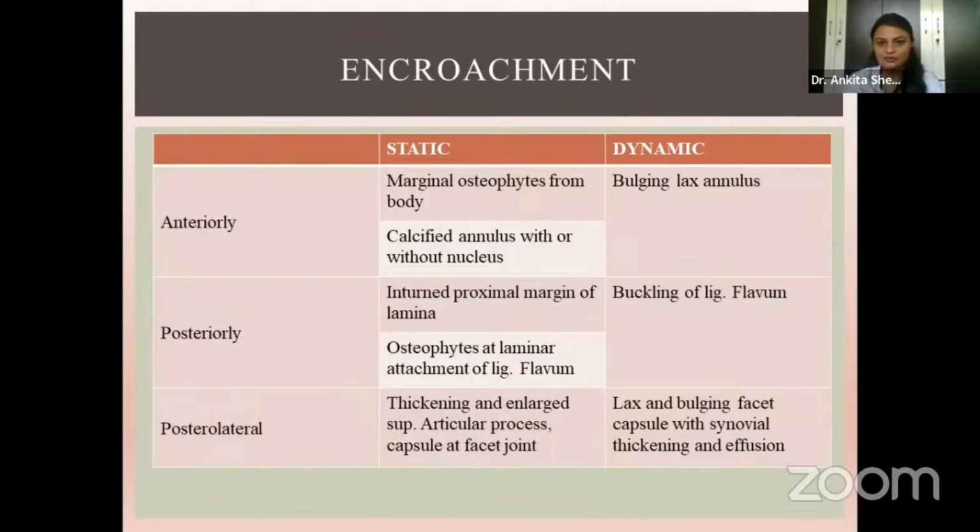Posteriorly, the static encroachment could be from an inturned proximal margin of the lamina and osteophytes at the laminar attachment of the ligamentum flavum, whereas the dynamic encroachment can be from buckling of the ligamentum flavum. In the posterolateral direction, the static encroachment can be due to a thickened and enlarged superior articular process and capsule at the facet joint. For dynamic, it can be a lax and bulging facet capsule with synovial thickening and effusion.